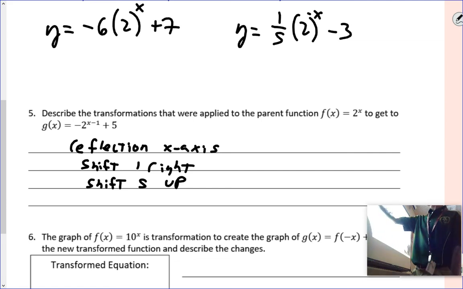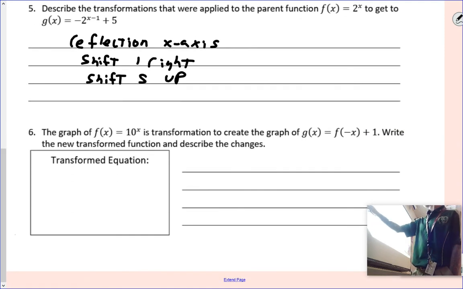And the last kind of question you might see is one using more function notation. So the graph of f of x equals 10 to the x is transformed. Little typo there, sorry about that. Is transformed to create the graph of g of x equals f of negative x, plus 1. Write the new transformed function and describe the changes.